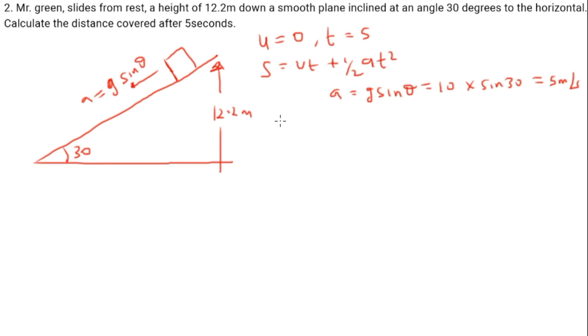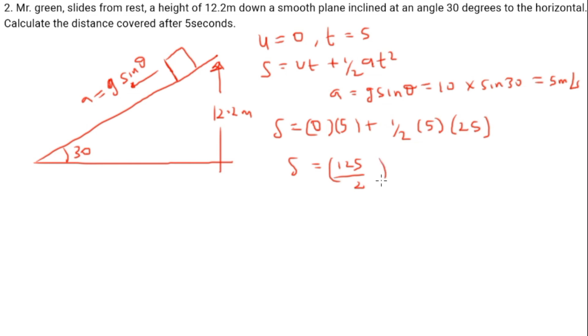So the implication is that s, which is the distance covered along the plane, is equal to u, which is 0, multiplied by t, which is 5, plus half, then a, which is 5, then t squared, which is 25. So s is equal to 125 upon 2 in meters.